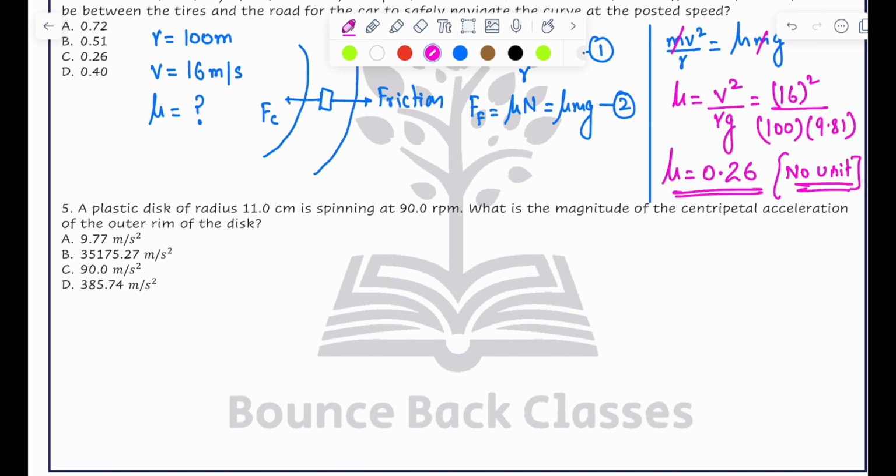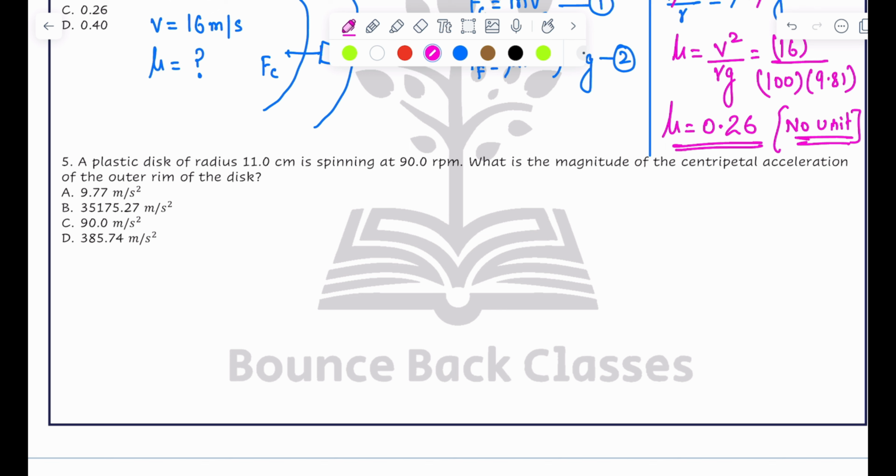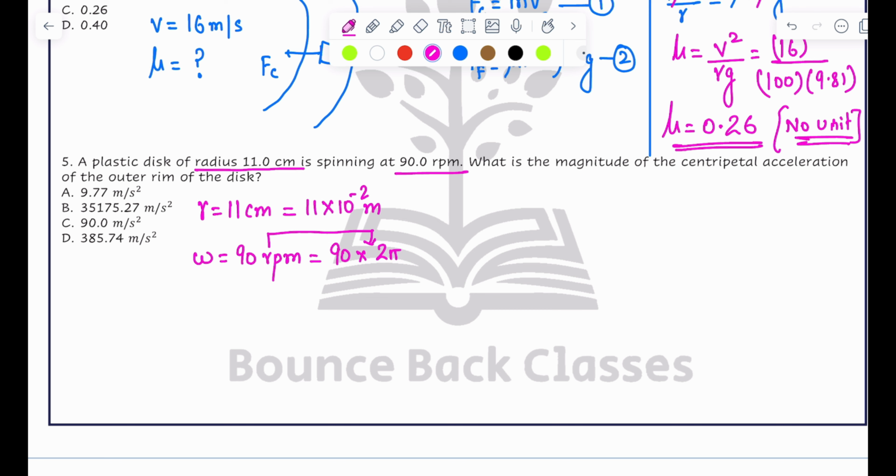Now the next question is a plastic disc of radius r equal to 11 centimeter. Convert this, 11 multiply 10 raised to power negative 2 meter. Spinning at 90 rpm. Omega is 90 revolution per minute. Convert this: 90 revolution to radian, multiply 2 pi. Per minute means divide by minute, which gives you 60 second. Clear? So what you get? 90 multiply 2 pi by 60.